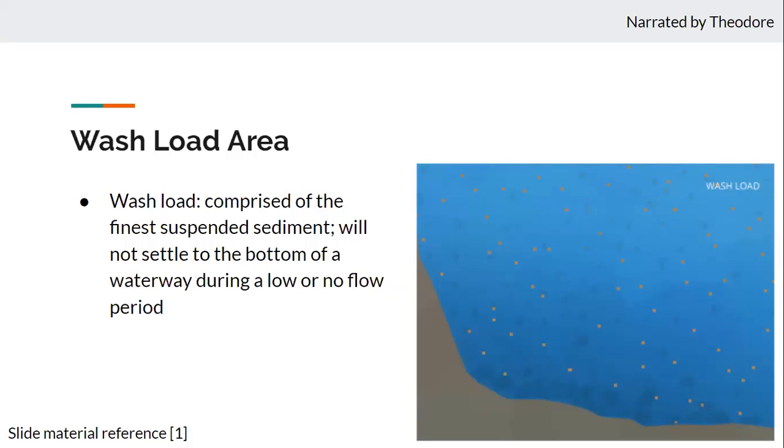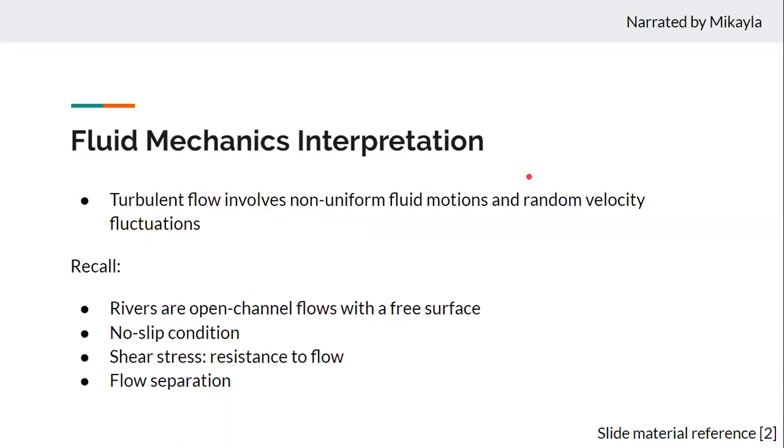Even with low flow rates, the wash load will usually remain suspended due to relative equilibrium of the buoyancy and weight forces acting on the particle. Fluid mechanics is a simple way to broaden our understanding of how sediment is transported along a river. Rivers are open channel flows characterized by fluid flowing through a duct or channel that has a free surface open to the atmosphere. A few important things to keep in mind are the no-slip condition and shear stress along surfaces that offer resistance to flow and also flow separation.